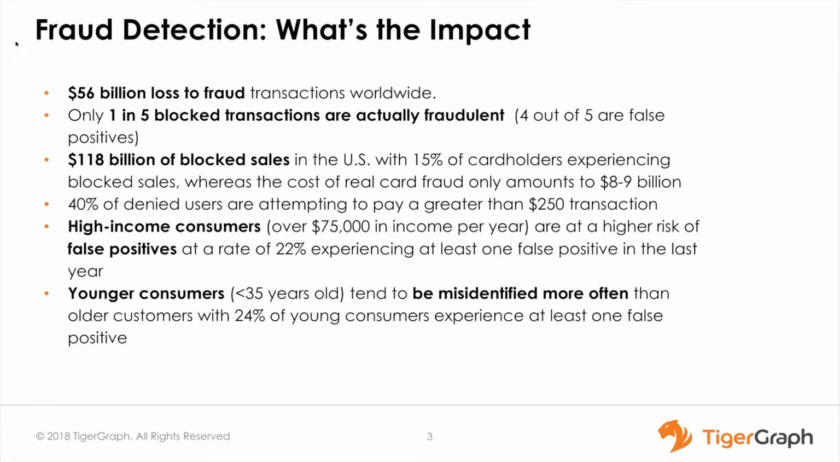So I'll set the stage first. Fraud is bad, as we all probably know, but to understand how bad it is, we have to put some numbers on it. There are about $56 billion lost to fraudulent transactions worldwide every year, or last year at least, that's as of 2020. But the interesting thing is that only 1 in 5 blocked transactions are actually fraudulent. So there's a huge problem right now with false positives in terms of identifying fraudulent transactions.